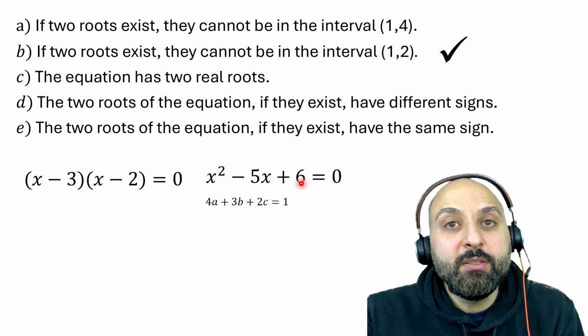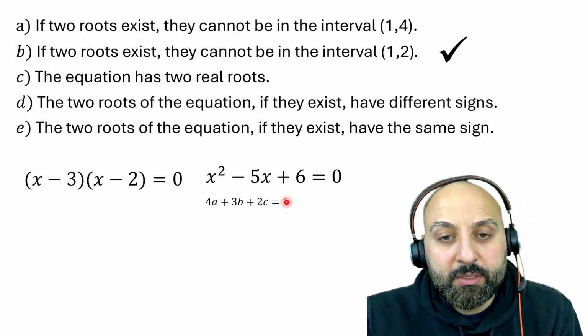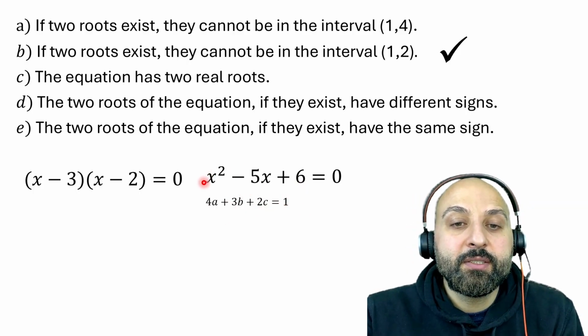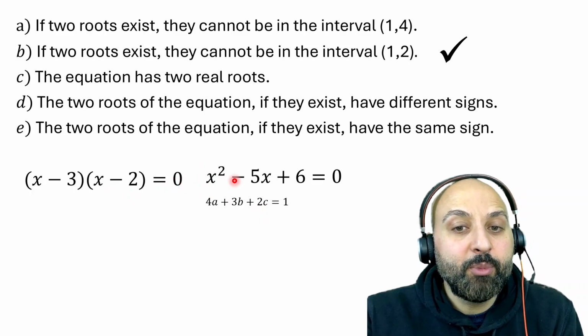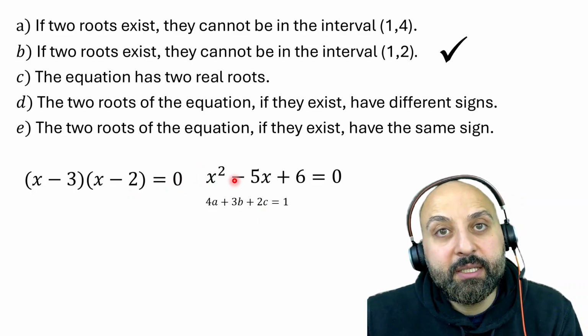So this becomes 16. So minus 15 is 1. So the sign of this is positive. The sign of a is also positive. So this is a polynomial that fulfills the property given in the exercise.